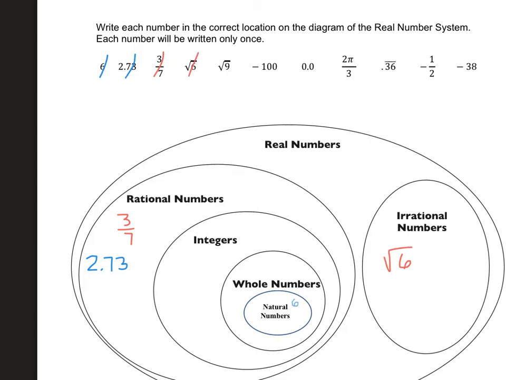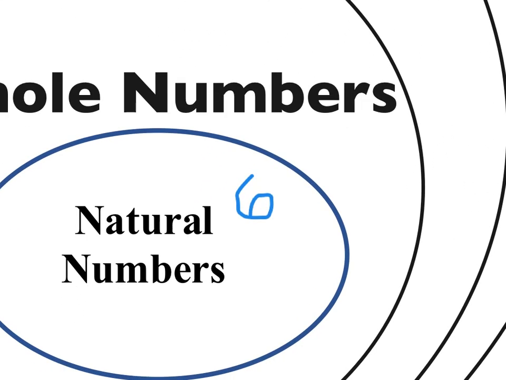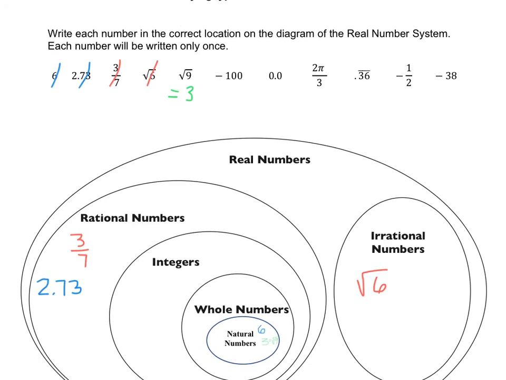All right, what about square root of 9? Well, square root of 9 is a perfect square, so square root of 9 is 3. So it's not irrational, right? It does not have non-terminating, non-repeating decimals after the decimal place. So it's rational. It's an integer. And because it's positive, it's a whole number and a natural number. So, oops, let's get rid of that errant mark. There we go. That is in here, the square root of 9, which is 3. All right, so we got that one.